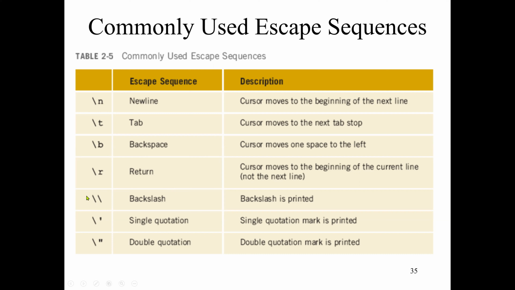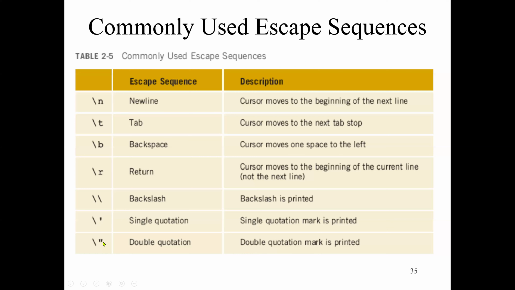Now, if I want to print a \, since \ is part of an escape sequence, I have to write a double \\. Then one \ will be printed. The same thing, if I want to print a single quotation, since we know in the character data type we use single quotes, we also have to use the \. So if we say \' it means we want to print it.